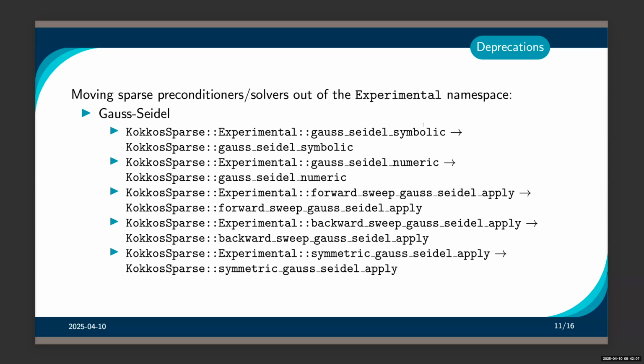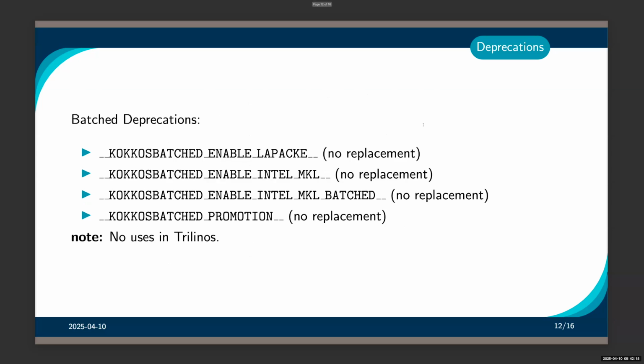So again, also some of these: Gauss-Seidel, symbolic and numeric, forward and backward, and symmetric apply. We have a couple macros that we defined that we deprecated. No one was using these in Trilinos. No one's complained since we deprecated them, so we think no one was using these. But the way we define them, they were technically in the public namespace, so we're deprecating them, but there's no replacement. So if for some reason this is a problem for you, we would be very interested to hear about it, and we'd be happy to accommodate it.